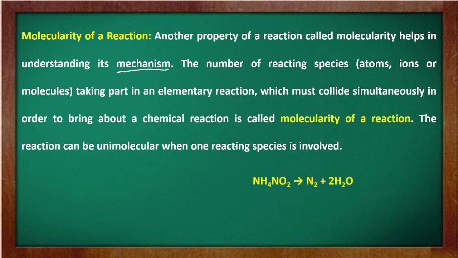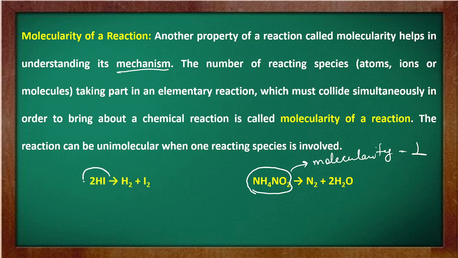See here, in our reactant phase, how many molecules are present? Only one molecule is present. So here your molecularity is 1. If I give another example, see how many molecules are present here? 2 molecules of HI. So here the molecularity will be 2. If I take one more example, see now how many molecules are present here? 2 molecules of nitrogen oxide and 1 molecule of oxygen. So in total 3 molecules are present.